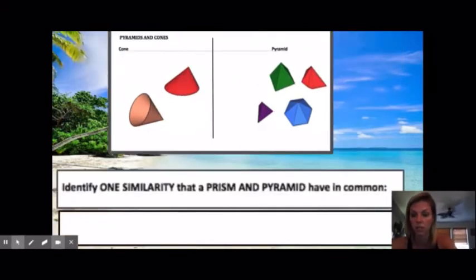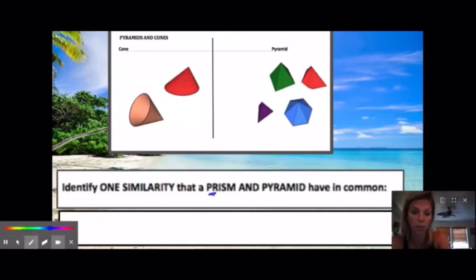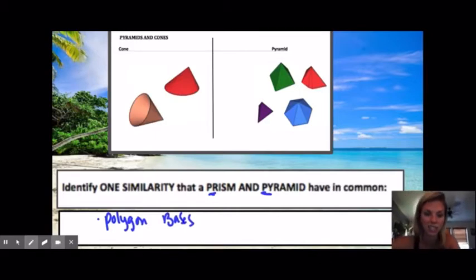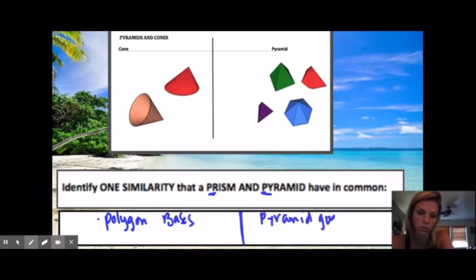What's a similarity between a prism and pyramid? They both have polygon bases. Let's actually name what's a difference between them. A pyramid goes to a point. It meets at a point. It's like a triangle. Whereas a prism, the bases are congruent and parallel. So the top and bottom have to be identical.